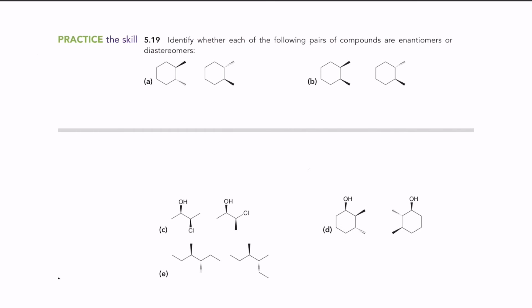Now use this example and try to find whether each of the molecules given here are enantiomers or diastereomers. Pause the video right here and try to solve this problem.